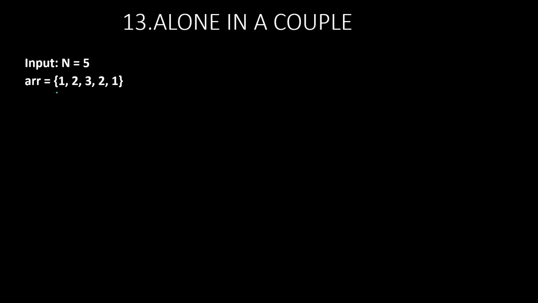For example, in this question we have two ones and we have two twos, but we only have one three. So this 3 is not a couple. So we have to find that data which doesn't have a couple. In this case, 3 will be our output. This is the theoretical answer. I hope you have understood. We have to find out a non-couple data here.